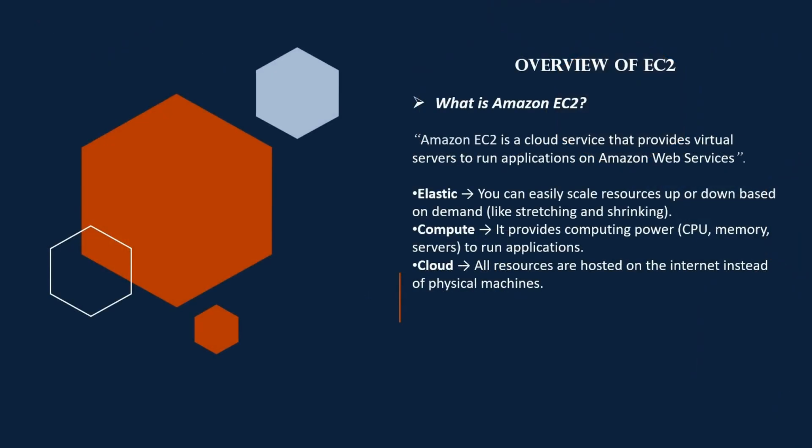First, what is EC2? Amazon EC2 is a service provided by Amazon Web Services where we can create our virtual servers to run our applications. The derivation of EC2 is Elastic Compute Cloud. The term elastic refers to the resources. We can scale the resources. For example, if I want more resources, I can increase them based on demand. If I want to reduce the resources, I can also reduce them based on demand.